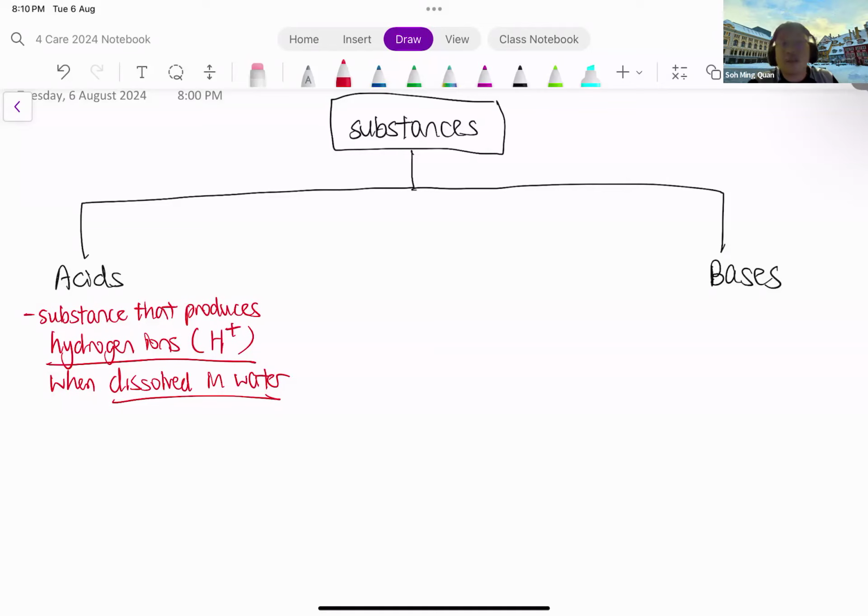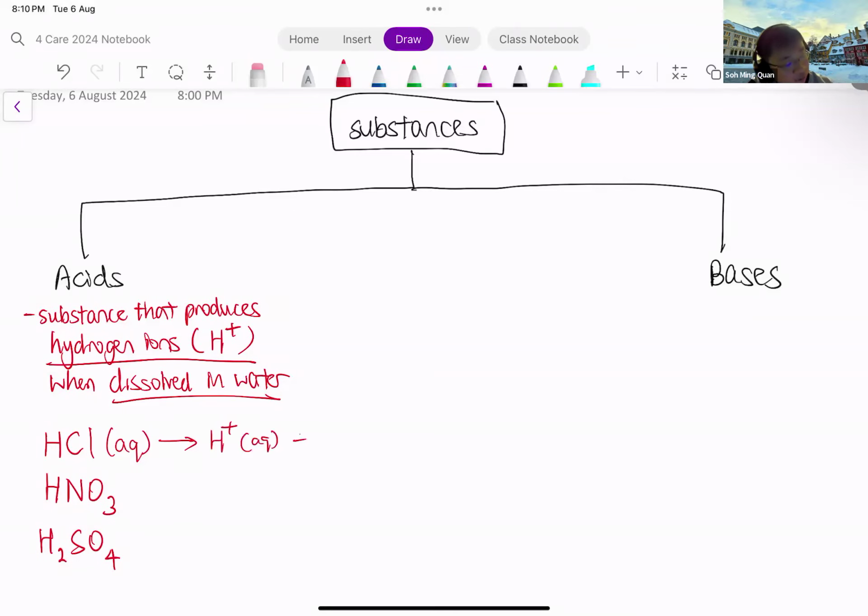Okay, so of course, this leads us to the three common lab acids you have in the lab. So we have hydrochloric acid, HCl. We have nitric acid, HNO3. And finally, we have sulfuric acid, H2SO4. All right, so these are the three common acids you have in the lab: hydrochloric, nitric, sulfuric acid. So how then do you show that they produce H plus ions? Well, you can do so by just showing how they form H plus. Okay, so you can quite clearly see all three of them will produce H plus.